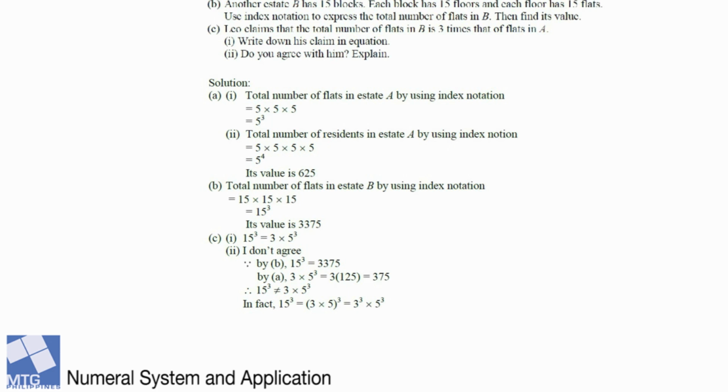Now for part C, Leo is claiming that 15 raised to 3 is equal to 3 times 5 raised to 3. Well, if you think about it, these values are not the same. So we should not agree with the equation that Leo was proposing, because 15 raised to 3 is equal to 3,375. In fact, we can write 15 raised to 3 as the cube of 3 times 5. So therefore, the equation that he wrote is not correct.